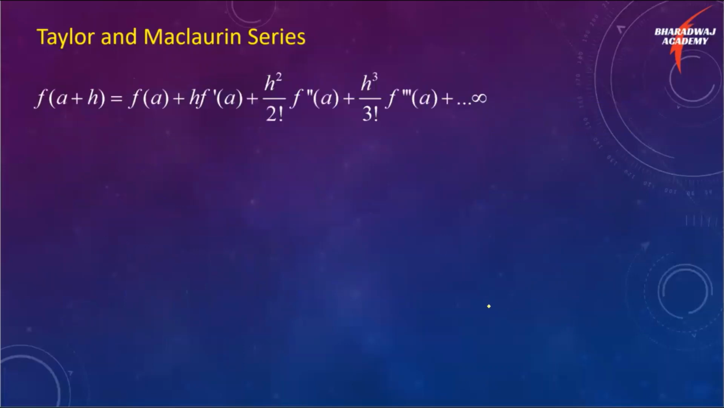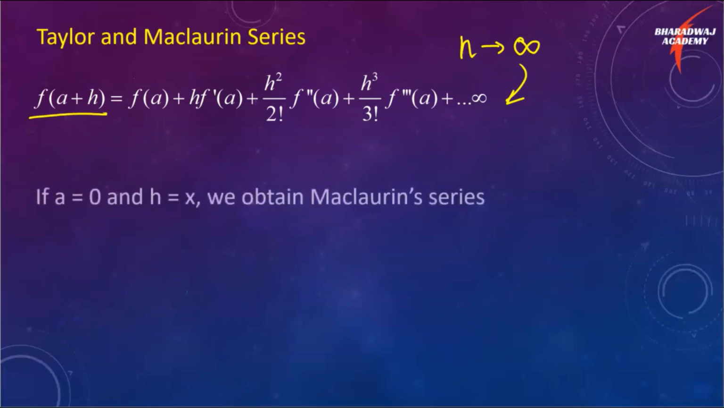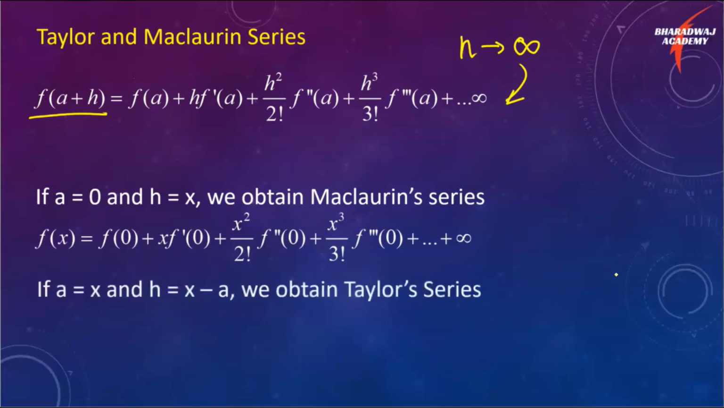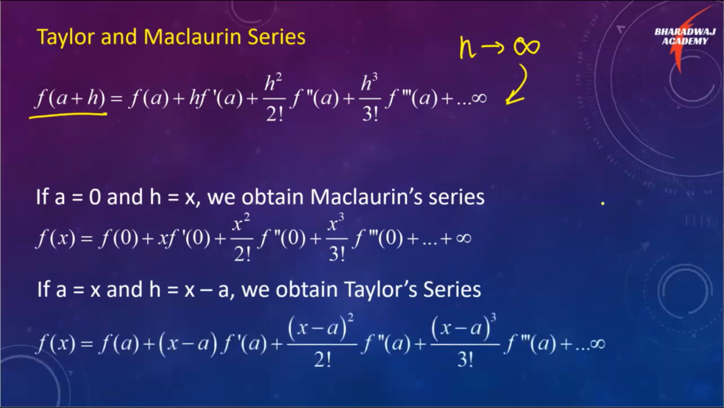Now we'll understand how we can obtain the series using Taylor's theorem. Here, as you can see, the order of differentiation n tends to infinity. So f of a plus h becomes a sum of infinite terms. Now, in this, if a is equal to 0 and h is equal to x, we obtain the Maclaurin series, something like this. If a is equal to x and h is equal to x minus a, we obtain the Taylor series. As you can see here, any function f of x can be expressed as a sum of infinite terms in this way.